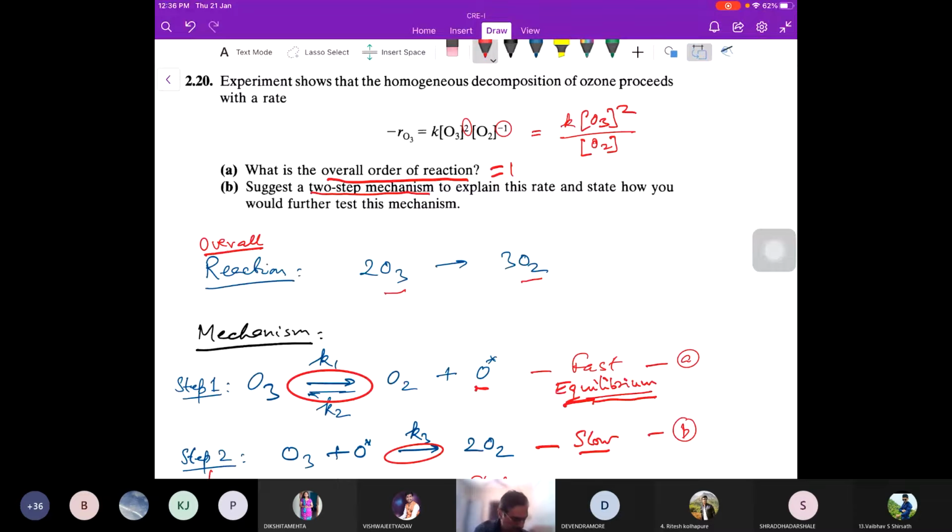ठीक है. What does it mean when I look at this? When I say minus RO3 is equal to KO2 square upon O2 concentration, what does it mean? What does it indicate? जैसे concentration of oxygen बढ़ेगा तो क्या होगा? rate ओजोन क्या हो जाएगा? बढ़ेगा कम होगा? कम होगा सर. कम होगा. So if you want to decompose ozone, what we should do? कंसंट्रेशन ऑक्सीजन कम लेंगे. ऑक्सीजन कम करना चाहिए. मतलब क्या होना चाहिए? The moment it decomposes we should remove oxygen.